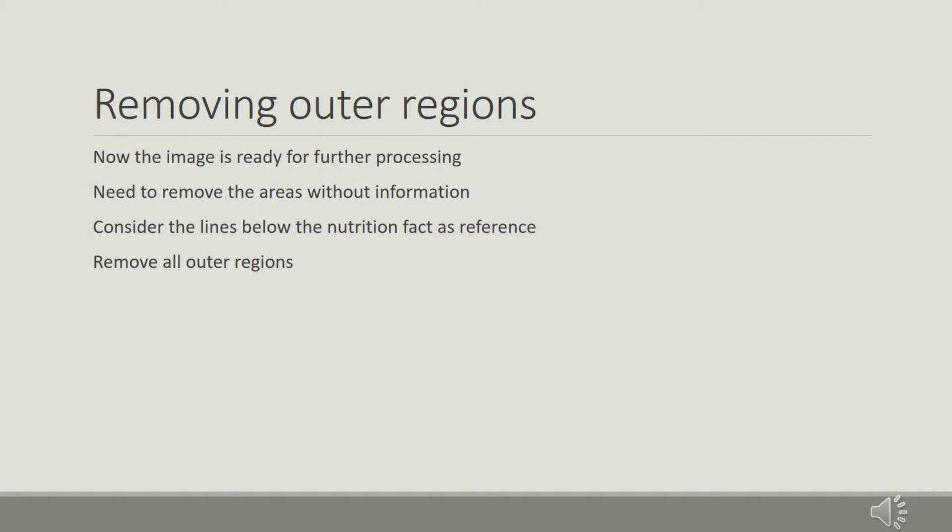As our reference, what we want to keep in the image are those horizontal black lines that are always there below the nutrition facts. We keep them as our reference. Whenever we detect those horizontal lines which are always underlining the nutrition facts, we will try to preserve those, and we'll try to get rid of all other outer regions.